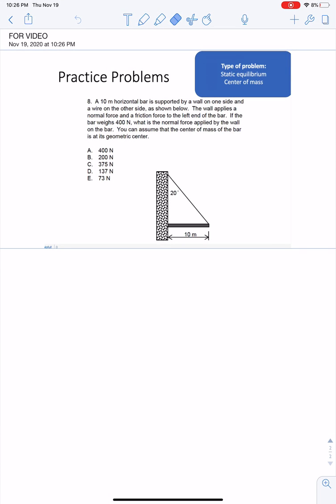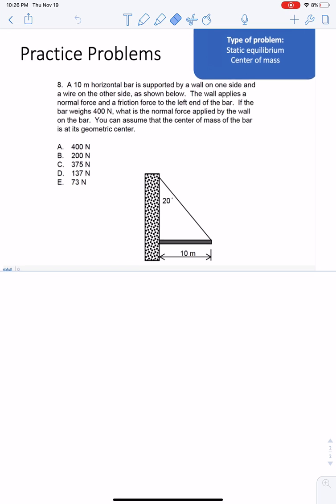Hi, I'm going to put a video solving this problem, which was requested by students. This was a problem from one of the review PowerPoint slides.